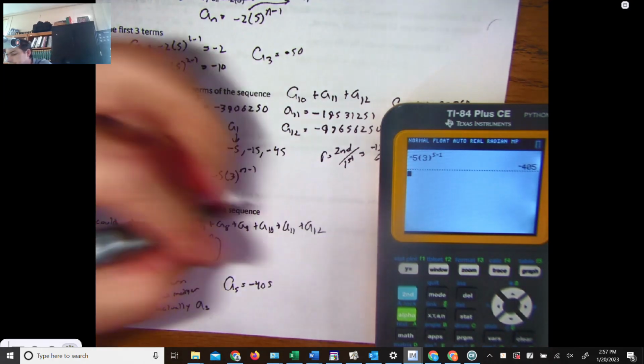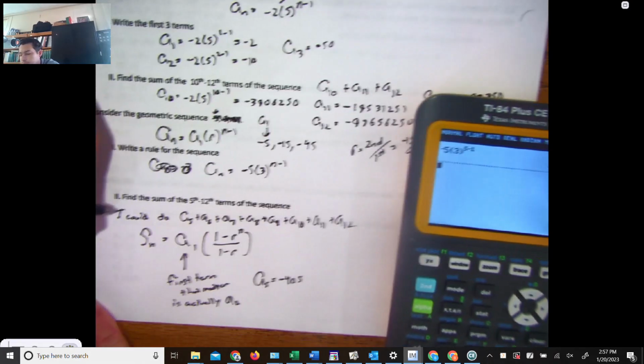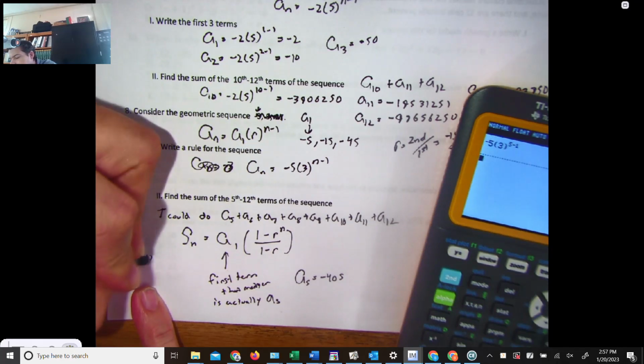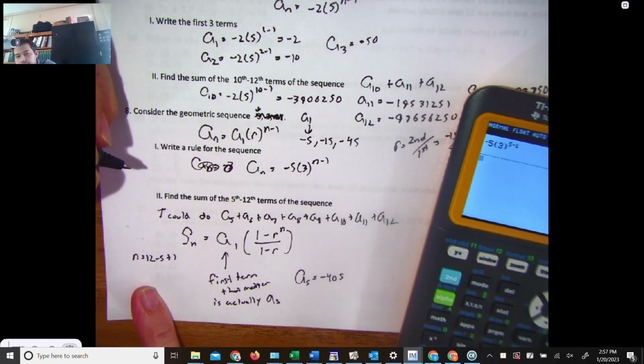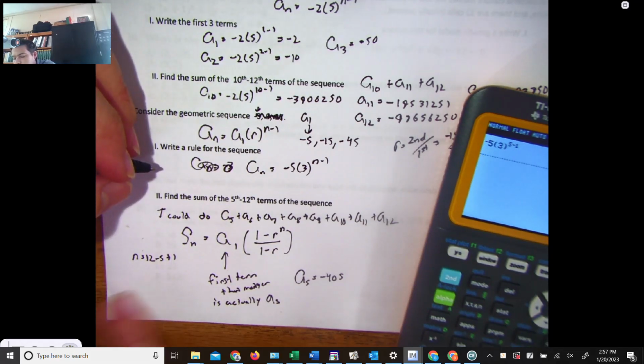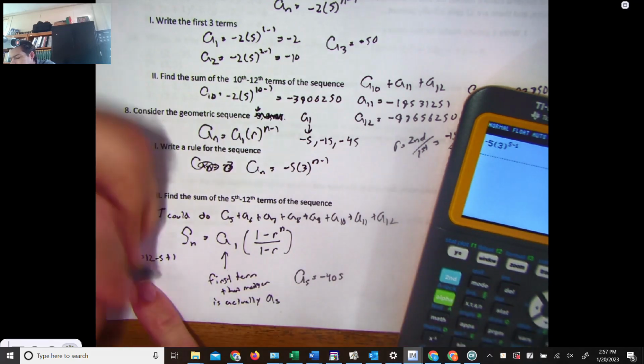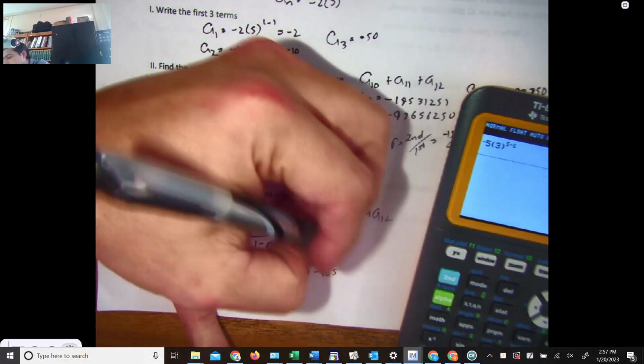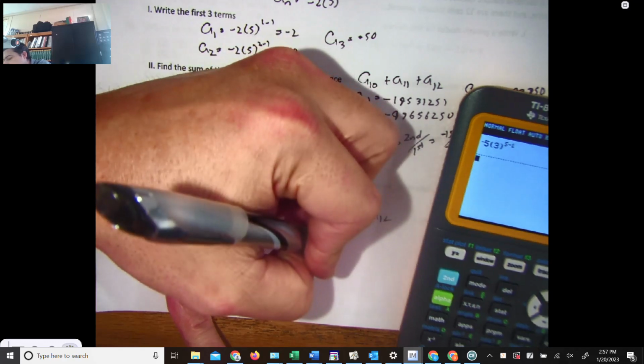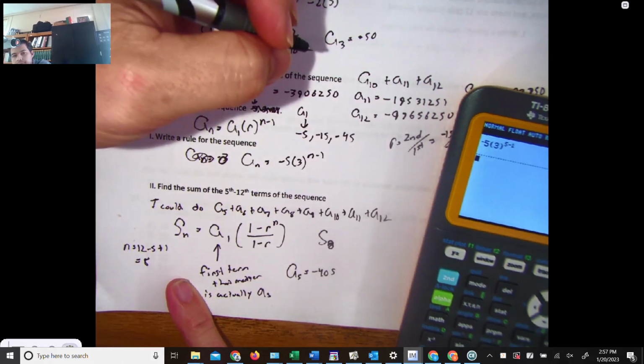All right. How many things are there? Well, we've done this before. n is 12 minus 5, add 1 back. 12 minus 5, add 1 back. That makes what? 8? So let's start plugging some stuff in. We're finding the sum of 8 pieces.